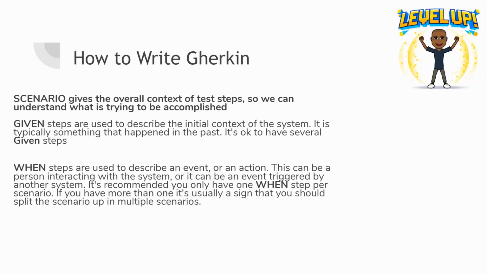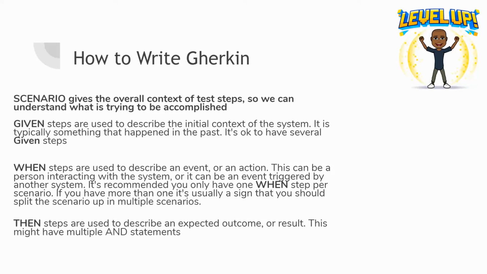When is the step that's used to describe the event or action that triggers the expected outcome. It's recommended that you only have one when step per scenario. If you have more than one, it usually means that you need to break up that scenario into smaller or multiple scenarios. Then steps are used to describe the expected outcome or result. So basically, the given is if this is true, the when is when I do this, the then is these are all the things I expect to happen after I've done it.